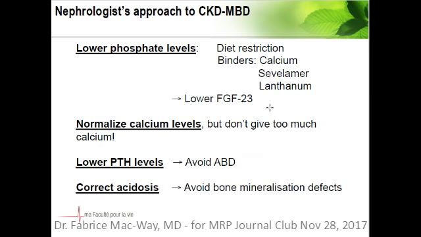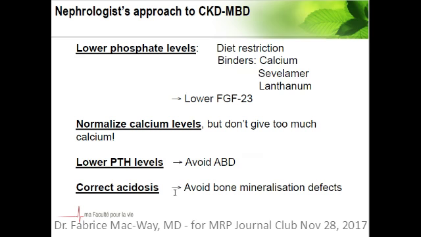We want to normalize calcium levels, but not too much. We don't want to give too much calcium because of vascular calcification. We want to lower PTH levels, but not too much, again so that we don't induce adynamic bone disease. And we want to correct acidosis. It's very important for bone mineralization. So when I have patients with CKD-MBD who had a fracture or not, I think it's very important to look at all of these parameters and make sure that all of them are optimal.